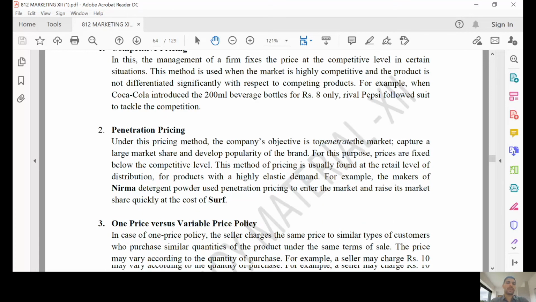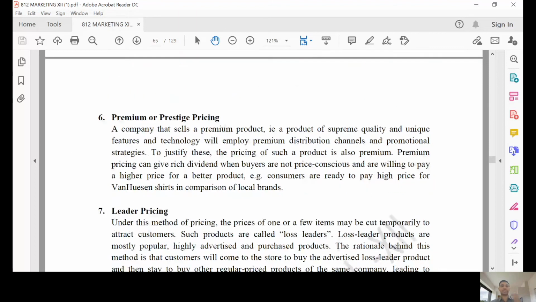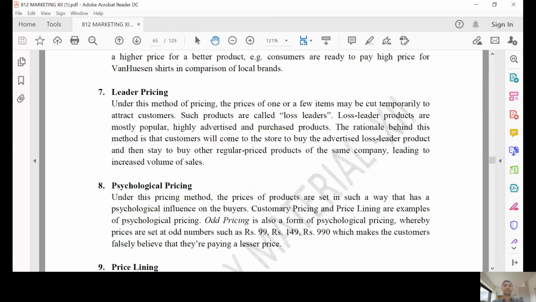Leader pricing. Under this method of pricing, the price of one or a few items may be cut temporarily to attract customers. Such products are called loss leaders. Loss leader products are mostly popular, highly advertised and frequently purchased products. So what is the rationale behind this method? Customers will come to the store to buy the advertised loss leader product, and they stay to buy other regular priced products also. They are not just buying tomato and going. They will buy vegetables also, they will buy milk also, isn't it?